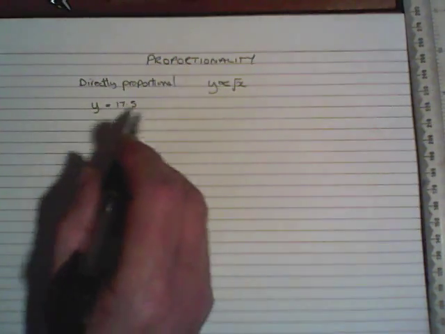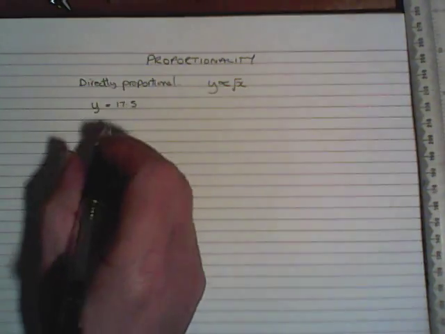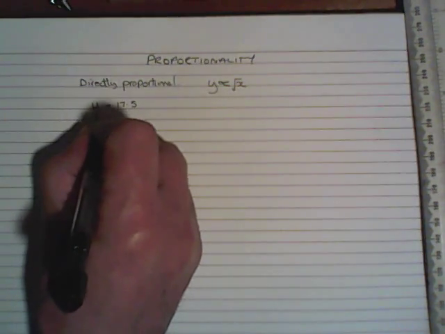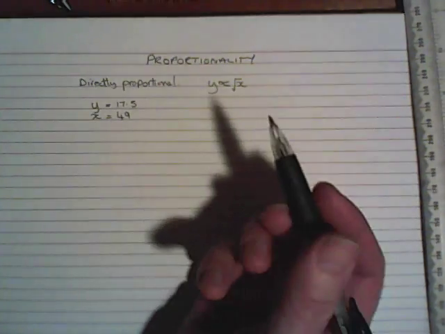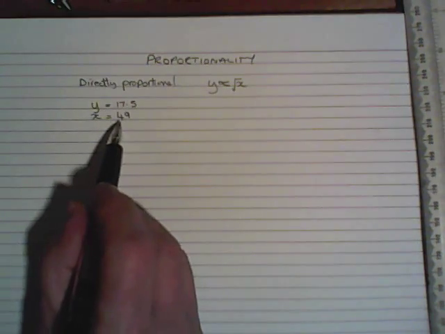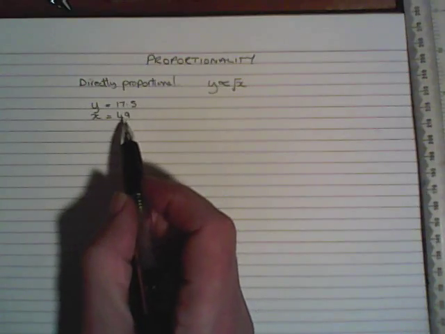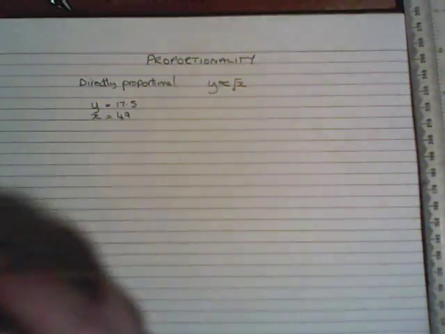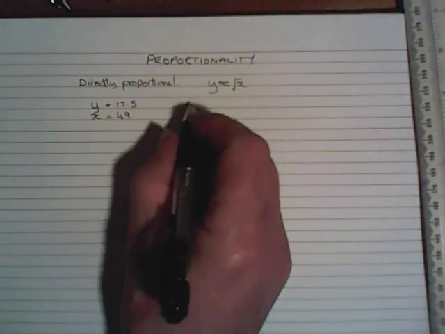Now what we have to do now is we're going to write down two values. So we're going to say that y is 17.5 and x equals 49. Now these are the two values. What we do need to do though is, so that we can work out another value for x when y changes, work out a constant of proportionality for these two figures, which will be the same throughout any system that employs the pump and the flow rate.